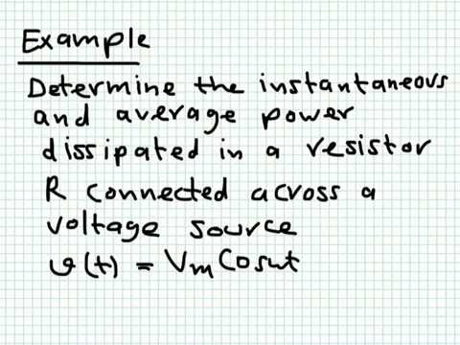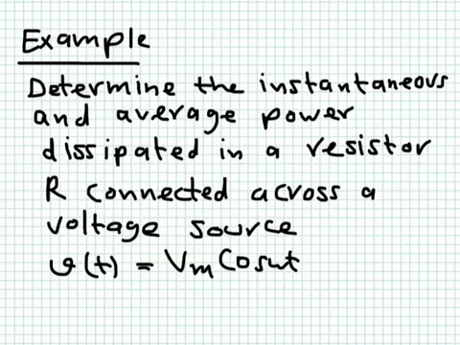Now let's take a look at another example. Determine the instantaneous and the average power dissipated in a resistor R connected across a voltage source v of t equal to V max cosine omega t. So we have here a resistor, and it has across it a voltage source, but this voltage source is not really constant. It's varying with time as a sinusoidal signal, as a cosine signal.